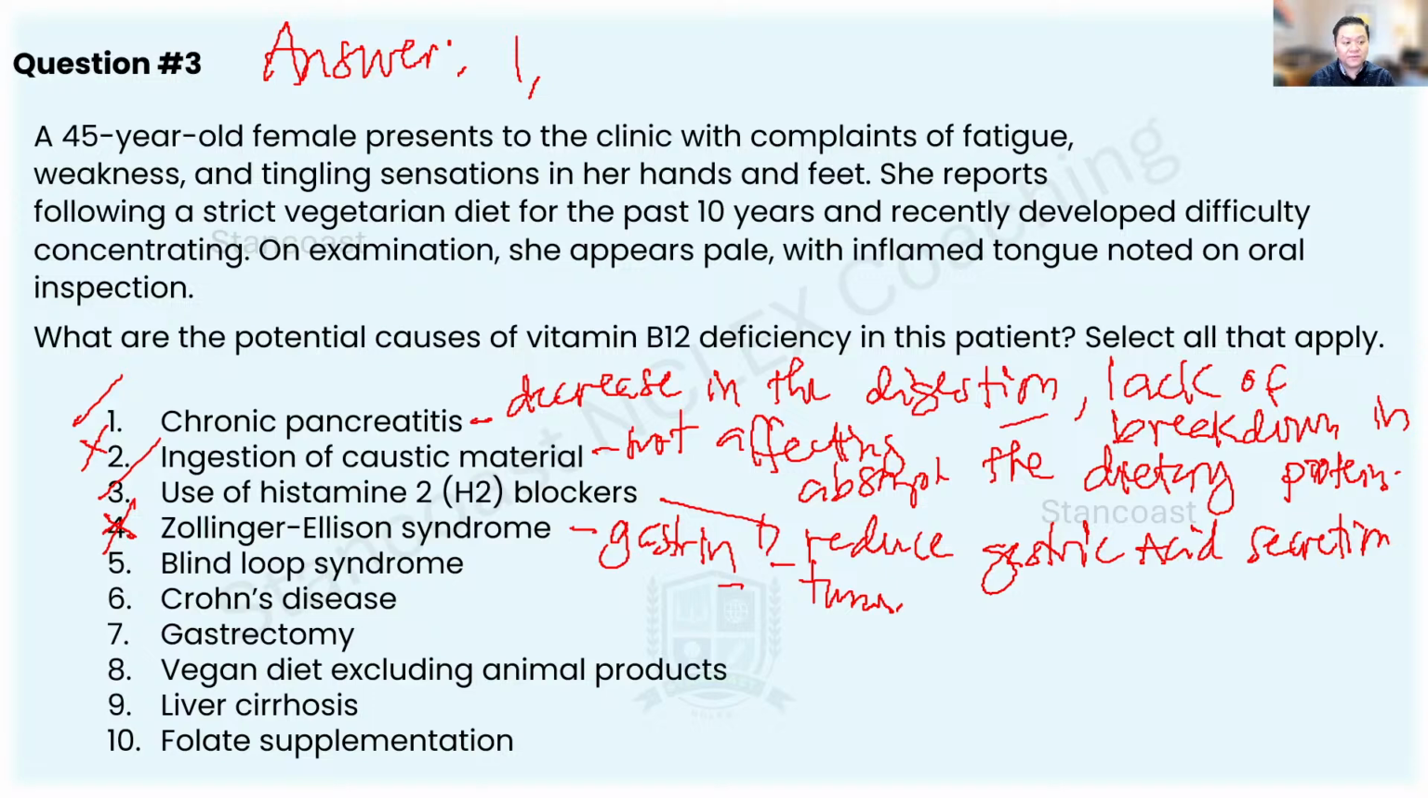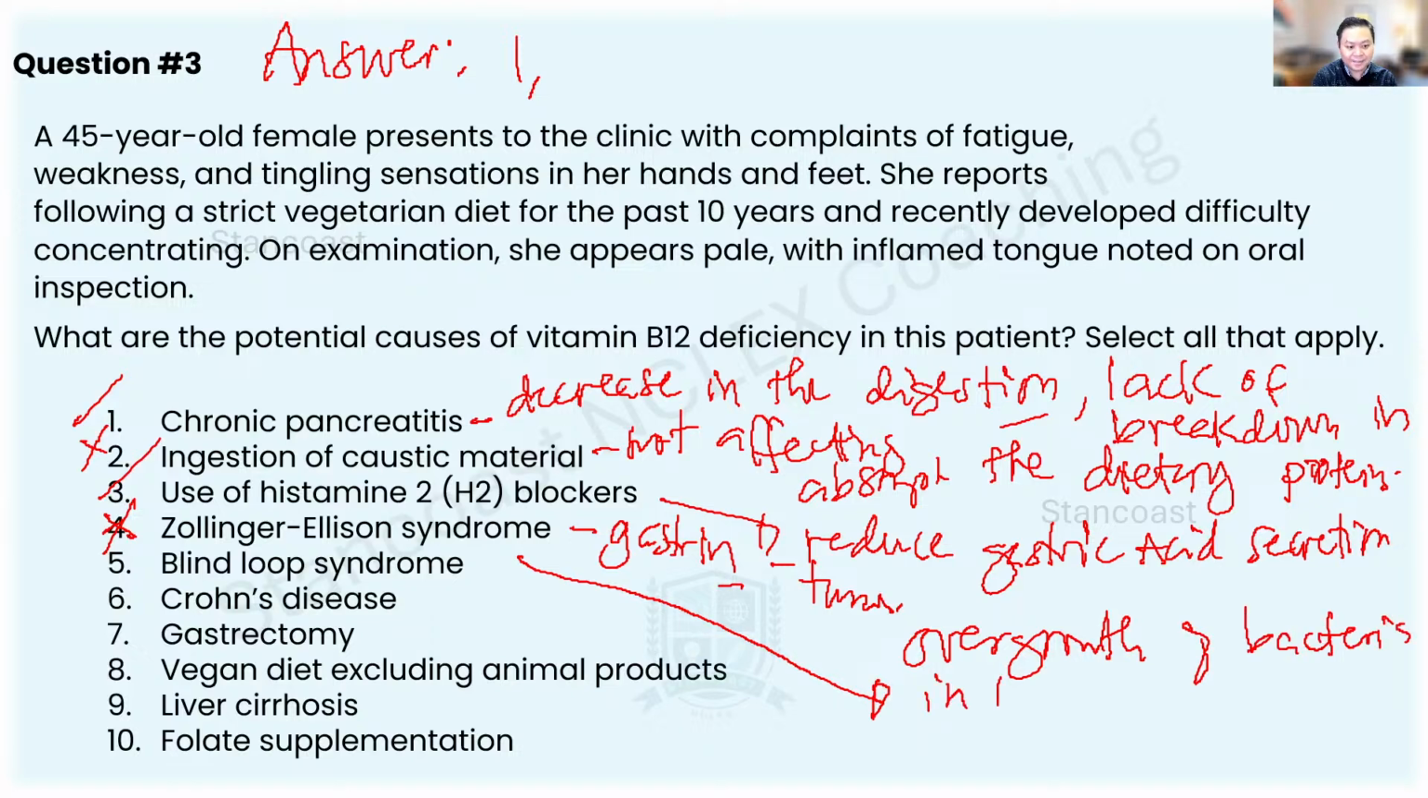What about number 5? Blind loop syndrome. Remember what I said earlier about blind loop syndrome, that there will be some overgrowth of bacteria in the gut. And so this will compete with the absorption of vitamin B12. Blind loop syndrome is the overgrowth of bacteria in the intestine, and the bacteria will compete for the vitamin B12.